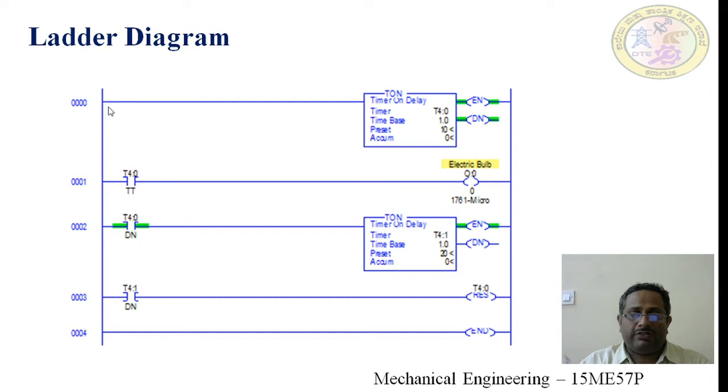First, when you switch on the PLC, the timer starts and counting begins. Because we are using the TT bit, it will begin when it is false. When it begins, the electric bulb is switched on.